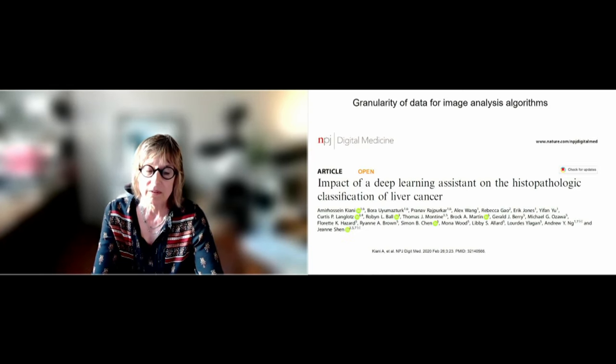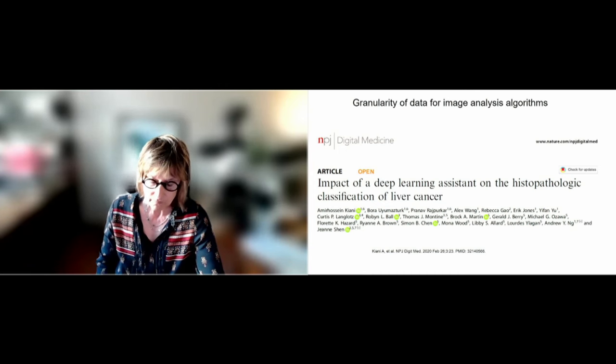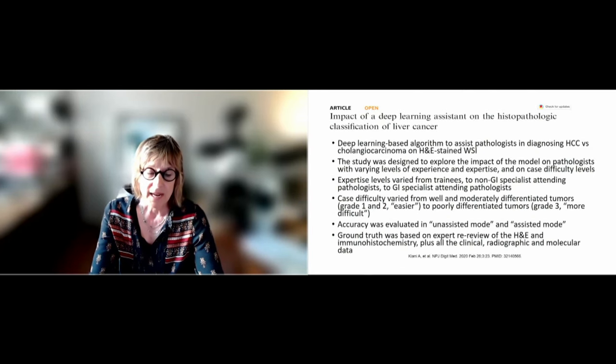Regarding granularity of data for image analysis algorithms, which mostly applies to validation processes, this 2020 study was performed by a group of pathologists, not just computer scientists in isolation. Next slide. The aim of the study was to determine the impact of assistance from a deep learning algorithm on classifying liver tumors as hepatocellular carcinoma or cholangiocarcinoma.